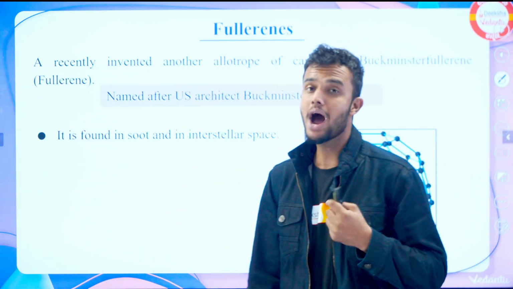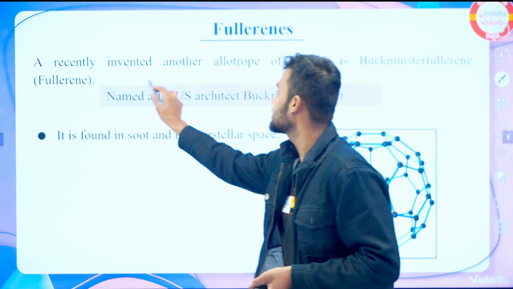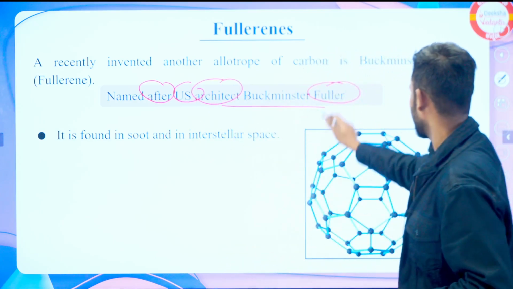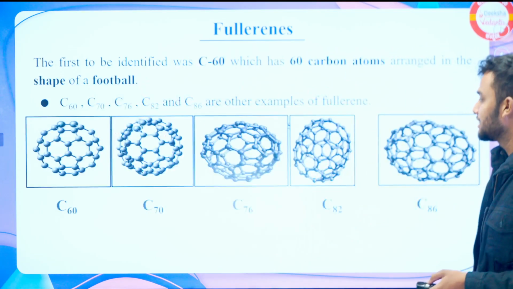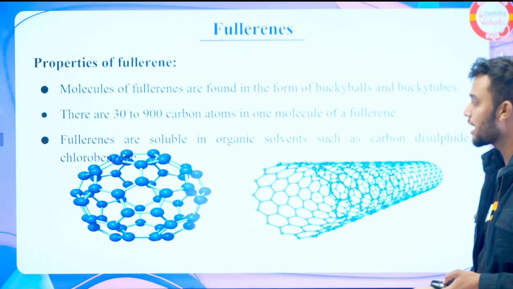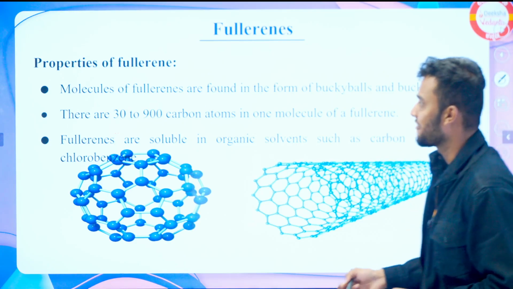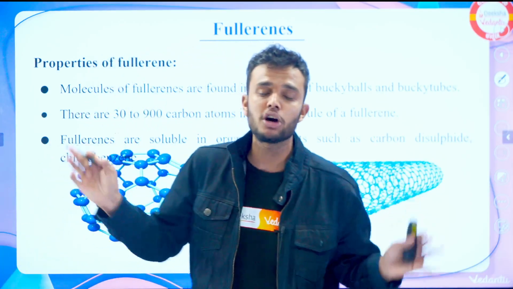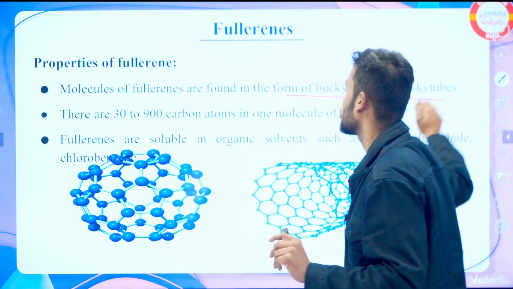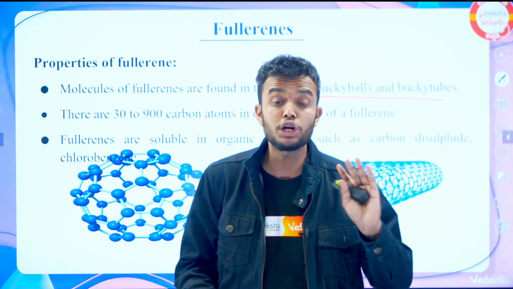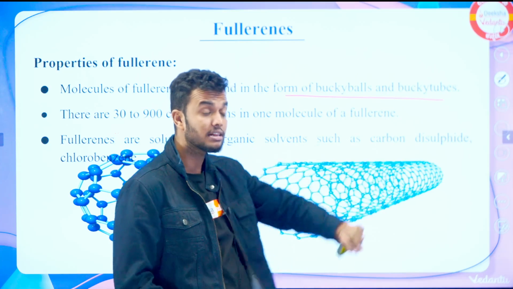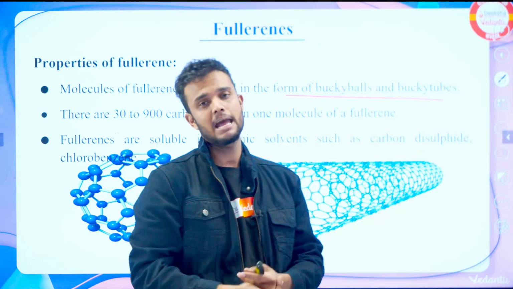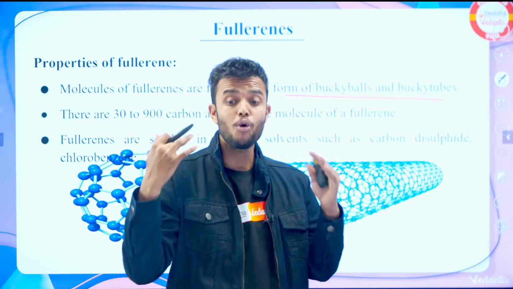Very important. Why is it called fullerene? Because it is named after the US architect Fuller, because it looks like a bowl. Okay, these are the types of fullerenes. These are examples. Properties: first property, molecules of fullerenes are found in the form of buckyballs or buckytubes. Okay, buckyballs and buckytubes. This is the first one, and there are 30 to 900 carbon atoms. It's nothing but a big shape, and it consists of many carbon atoms.